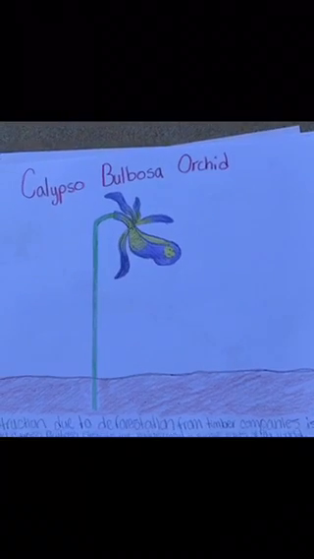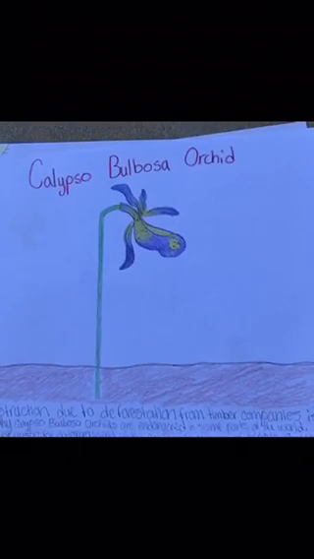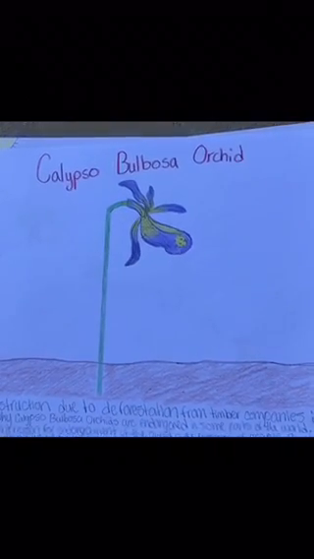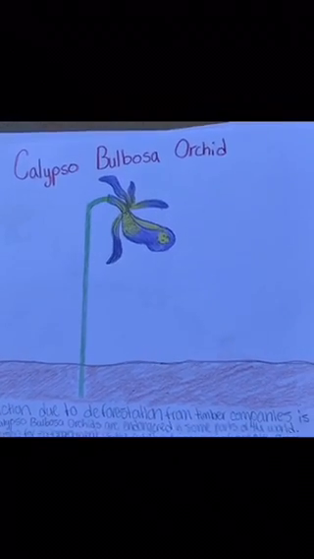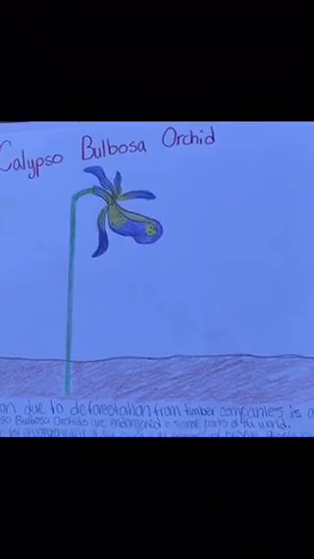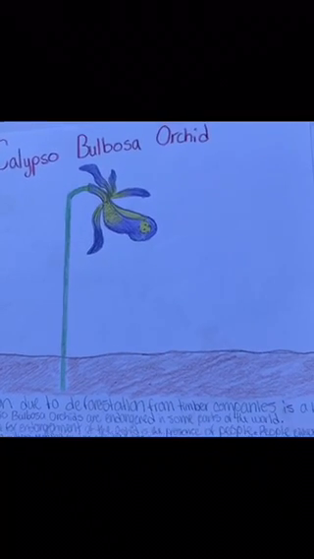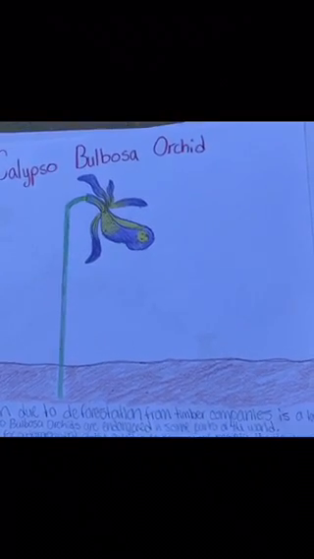The Calypso bulbosa orchid. The Calypso bulbosa, also known as the fairy slipper, is a beautiful flower that grows in solitary in the temperate rainforest. This flower is endangered because of habitat destruction due to deforestation from timber companies.